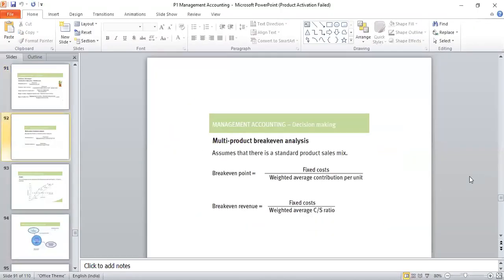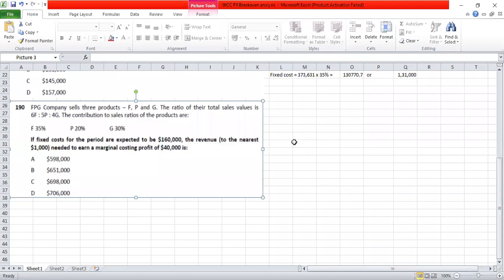So if it is multiple products, so multi-product break-even analysis. Break-even point is equal to fixed cost divided by weighted average contribution per unit or weighted average contribution by sales ratio. Now the same thing is applied. Whatever is the numerator, the denominator should become weighted average contribution per unit or weighted average contribution by sales ratio. So the situation here, it is multi-product. There are three products, F, P, and G. And the proportion is given 6:5:4.